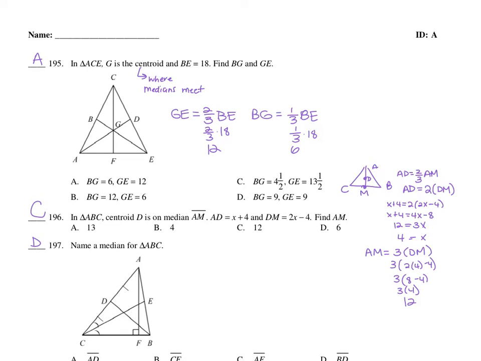Centroid is where the medians meet, and the medians, that's the 2/3 rule. So from the angle to the centroid, it's 2/3 the length of the whole thing. So GE is 2/3 of the BE, and BG is 1/3 of BE. So I did 2/3 times 18 and got 12, and 1/3 times 18 and got 6. 196 says it's the centroid, so again it's the medians, AD and DM. So AD is 2/3 and DM is 1/3, which means I can say 2 times DM equals AD. And solve for X, I get 4, and it wanted AM, so you got to plug it back in.